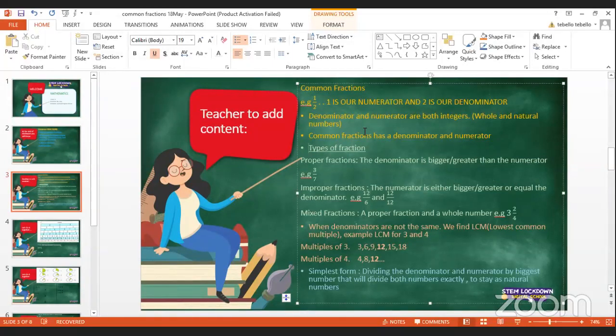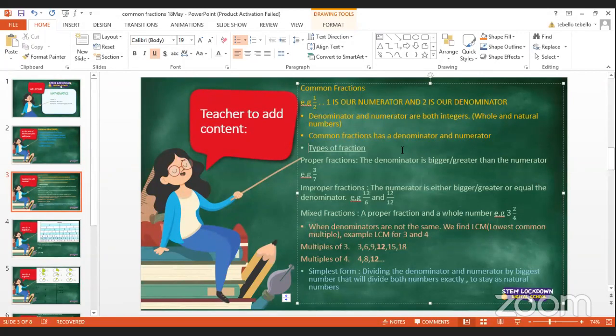So common fractions include whole numbers and natural numbers, not decimal numbers. We don't include decimal numbers in our common fractions. So a common fraction example is 1 over 2. We can't have 1.2 over 2. No, it must be whole numbers and natural numbers. They must both be integers.